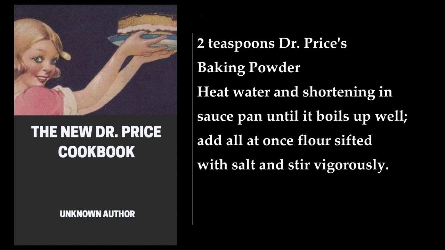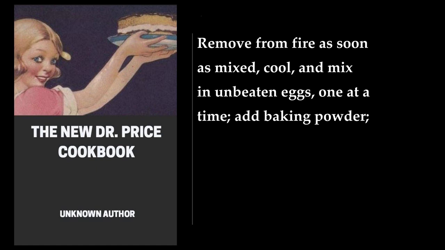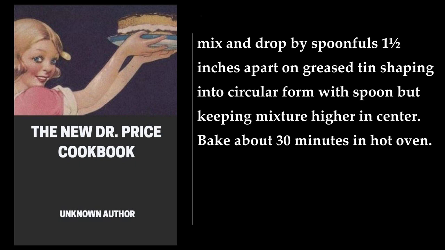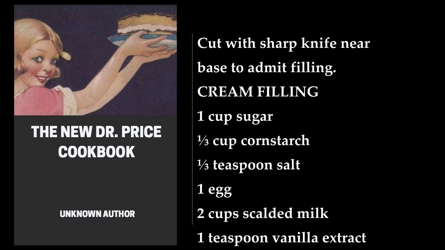Heat water and shortening in sauce pan until it boils up well. Add all at once flour sifted with salt and stir vigorously. Remove from fire as soon as mixed, cool, and mix in unbeaten eggs, 1 at a time, add baking powder. Mix and drop by spoonfuls 1 1/2 inches apart on greased tin, shaping into circular form with spoon but keeping mixture higher in center. Bake about 30 minutes in hot oven. Cut with sharp knife near base to admit filling.